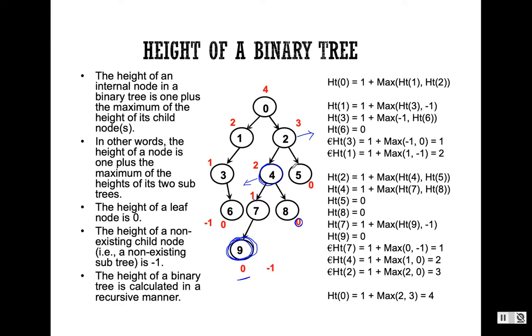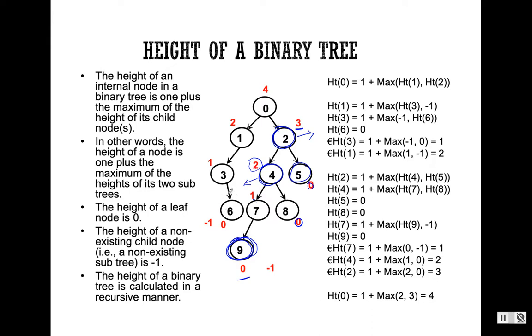Okay, again see that node 5 is a leaf node, so it has height 0. So node 4 has height 2 and node 5 has 0, so the maximum value is 2. Okay, so to calculate the height of node 2, we can just add 1 to this 2. Max of 2 and 0, which is 2, plus 1 is going to be the height of node 2, which is 3.